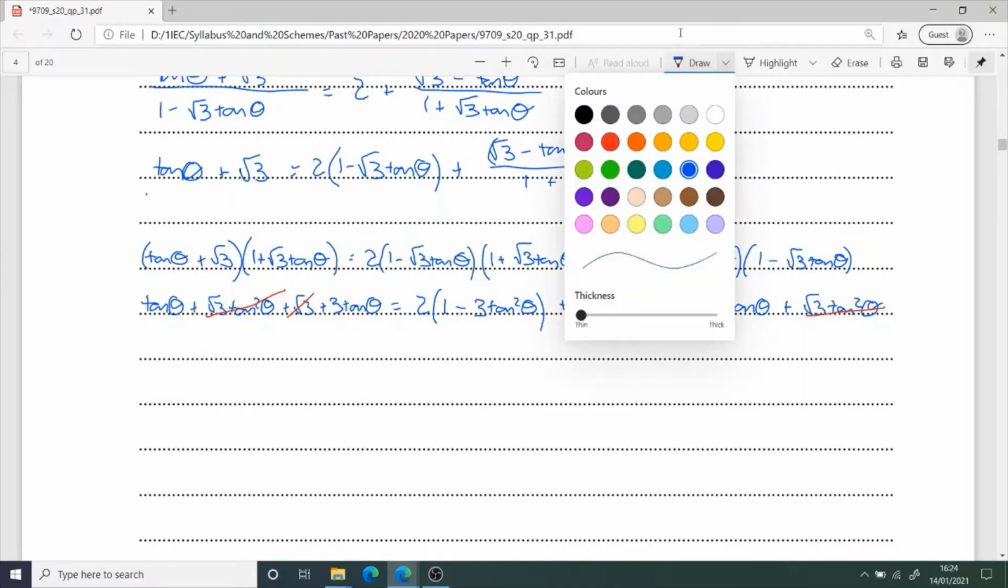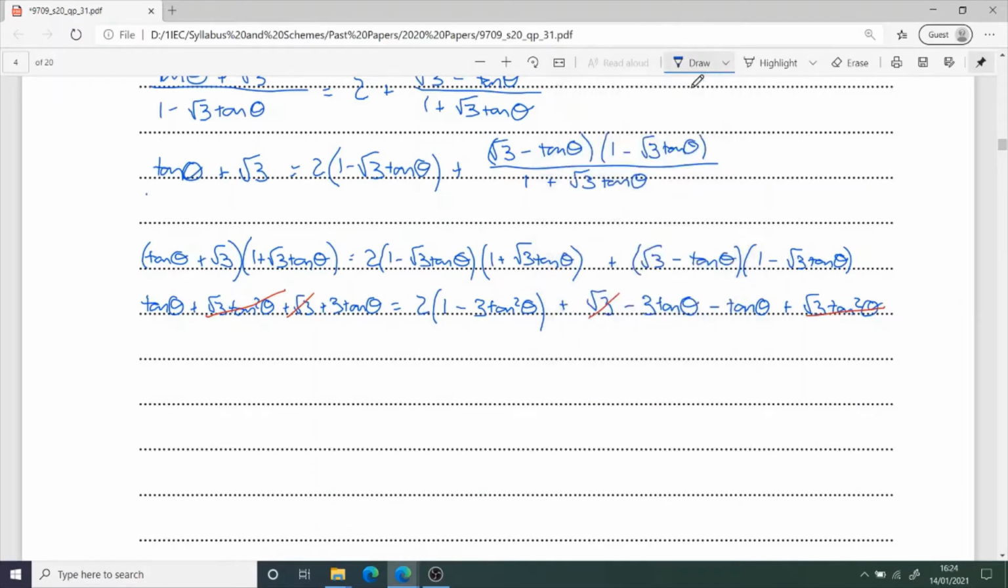As our next step now, we will simplify anything on the left hand side and the right hand side and also expand these brackets. So we have tan theta plus 3 tan theta. That's 4 tan theta. Expand these brackets, 2 minus 6 tan squared theta, and minus 3 tan theta minus tan theta is minus 4 tan theta. This is actually looking quite nice now.